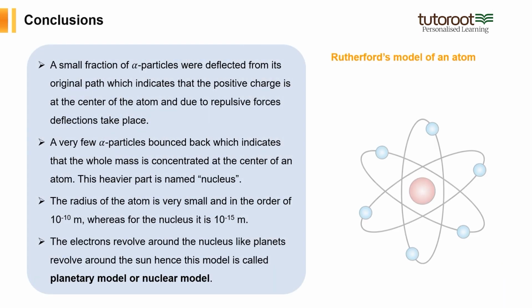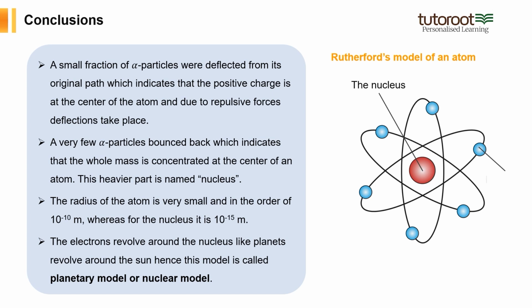Now the conclusion would be: a small fraction of alpha particles were deflected from their original path, which indicates that the positive charge is at the center of the atom, and due to repulsive forces, deflections take place. A very few alpha particles bounced back, which indicates that the whole mass is concentrated at the center of an atom. This heavier part is named the nucleus. The radius of the atom is very small, in the order of 10^-10 m, whereas for the nucleus it is 10^-15 m.